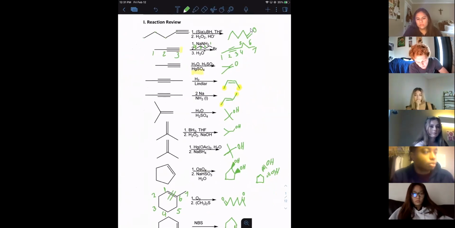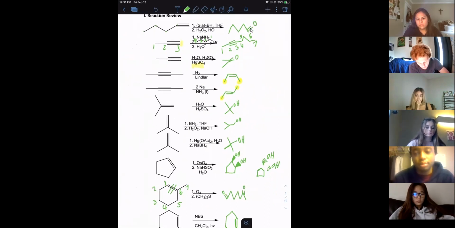Moving on, we just did acid and water here. This is just regular Markovnikov. It's going to allow you to do shifts. It's not concerted. Next, we've got, I think it's hydroboration. I think I said that right. And it's just anti-Markovnikov alcohol addition.